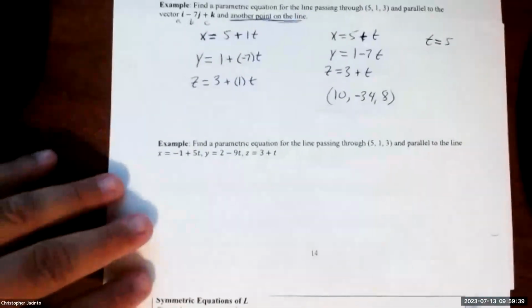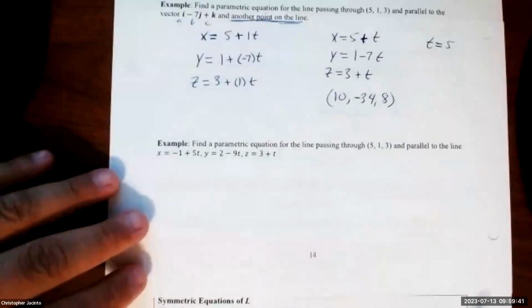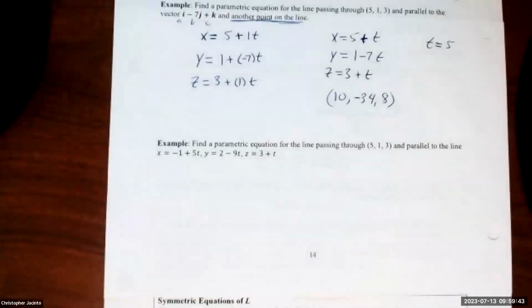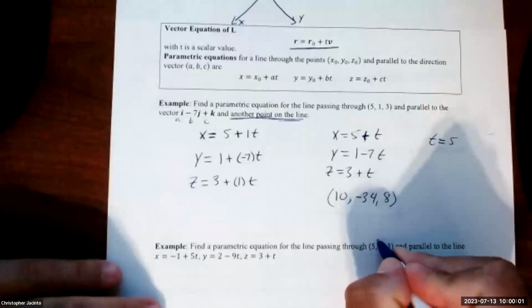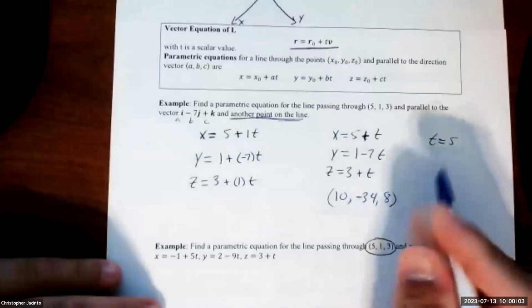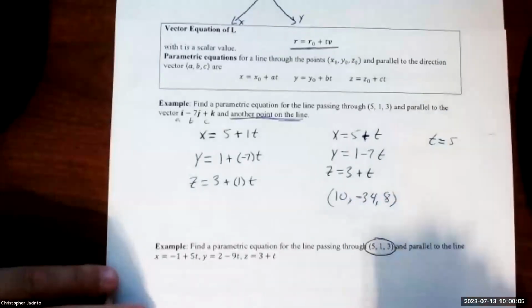So what if I gave it to you in a different format now? Find a parametric equation for the line passing through (5, 1, 3), the same point as above, and parallel, however, not to a vector, but to a line that's already parameterized for us. Okay. Now, unfortunately, according to our definition, I need an initial point, which is what we have, and I need a vector that's parallel to it. There's no other way I could do so.